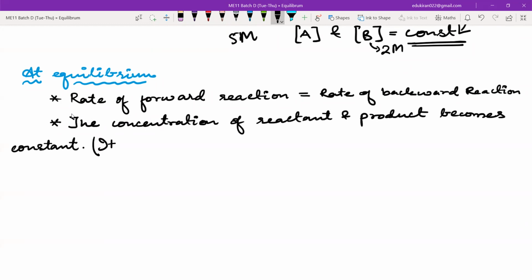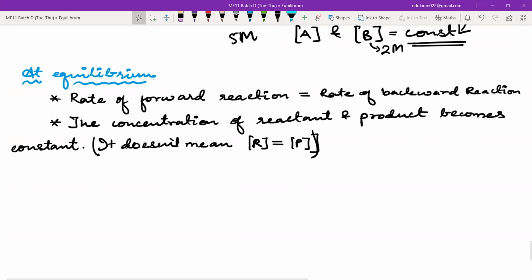Please note that it doesn't mean the concentration of reactant is equal to concentration of product. Please remember that. If I achieve a constant value, it does not mean they are necessarily equal. That can be a separate case, it is not the general case. There can be a reaction in which the concentration of reactant is equal to concentration of product at equilibrium, but it is not always the case. What we say is that at equilibrium, the concentration of reactant and product is constant.